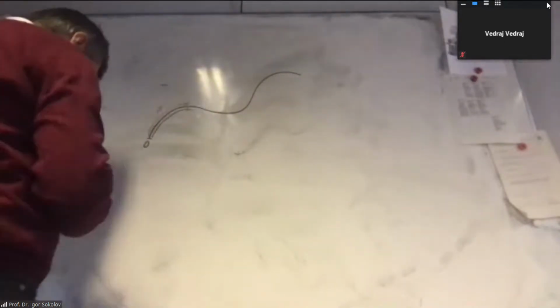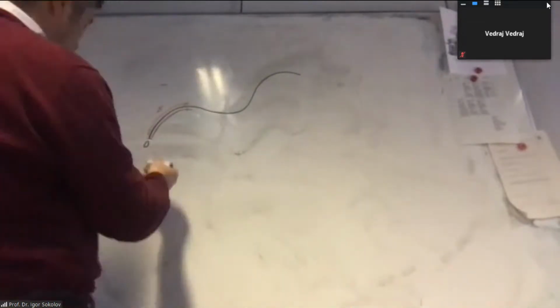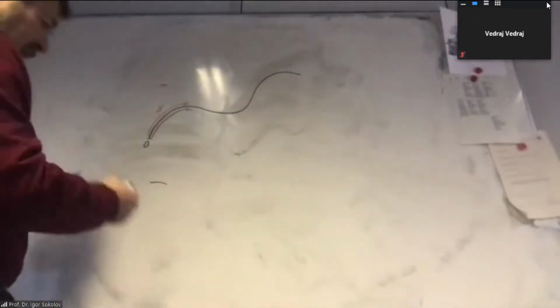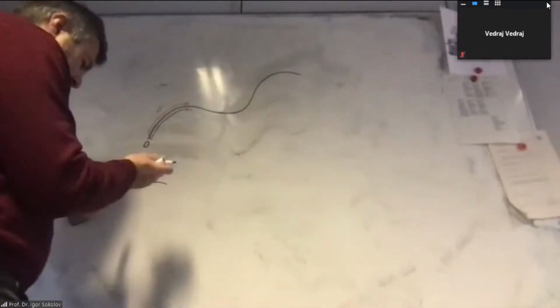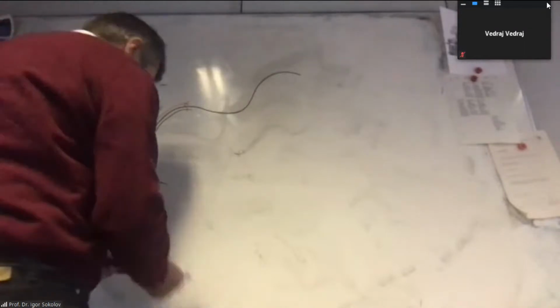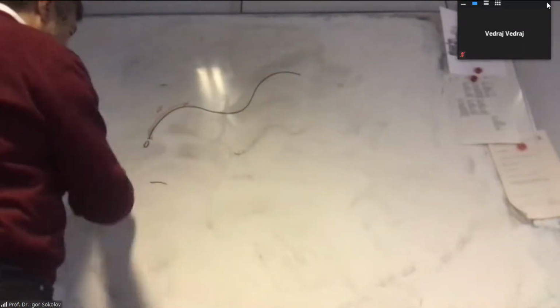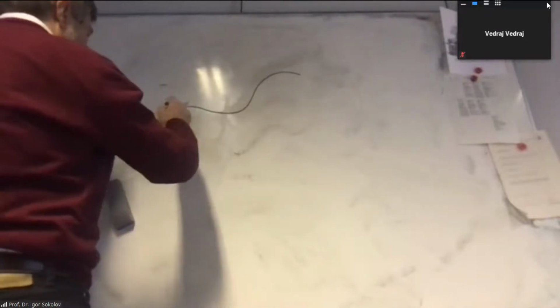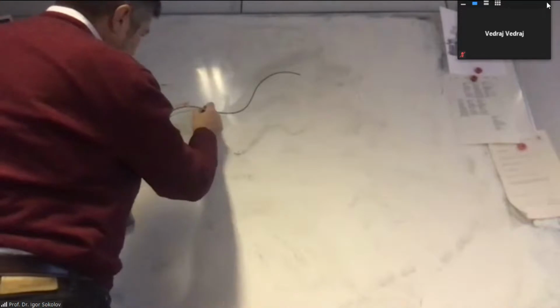This is black. Let me take blue or green. No, it's blue. It's blue, but it writes black. Doesn't matter. Sorry. It's also black. Doesn't matter.